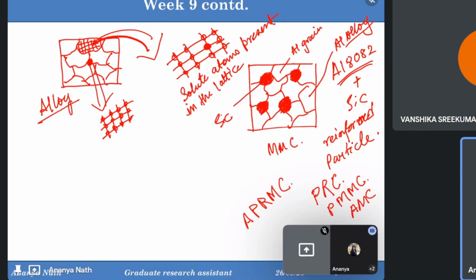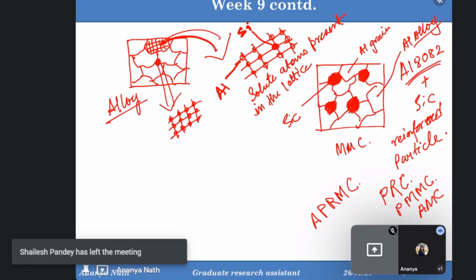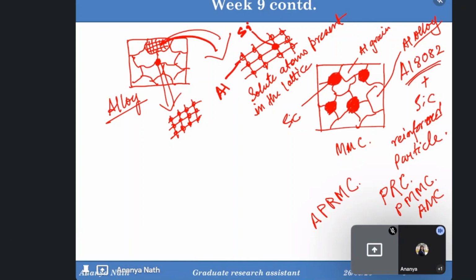As a result, if this is one Si, the exact property of Si or the exact property of aluminum cannot be achieved here. There will be a mix of aluminum and Si properties. But here, as this is separately seated, the individual property, or individuality, of the parent lattice and the SiC or the ceramic or the reinforcement particle will be maintained.